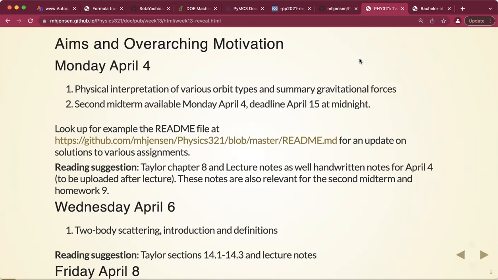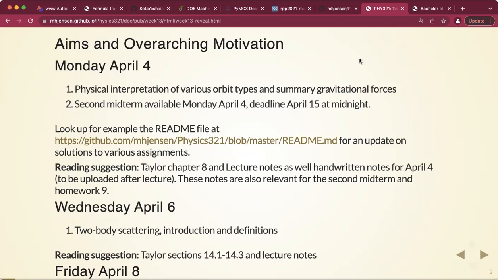The topic today, in addition to wrapping up this gravitational force problem, is also to point to some of the things which you will need to analyze your results in the midterm. I should also add that you find the solutions to basically all the weekly assignments and the first midterm. If you click on this README file here and scroll down on the different weeks, there is a link to the solution to different weekly exercises.